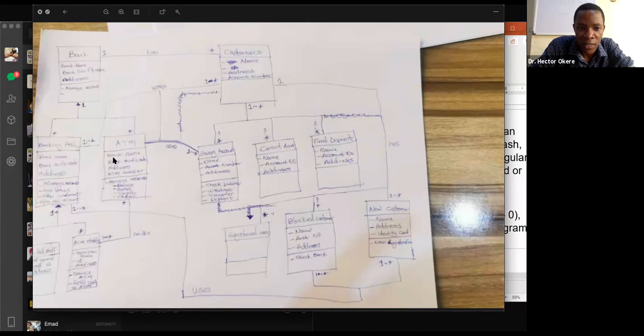So each of them, you can see the attributes and you can also see the behavior, okay? Any question? I want you to look at this, look at your work, compare it, ask me questions, let's discuss.